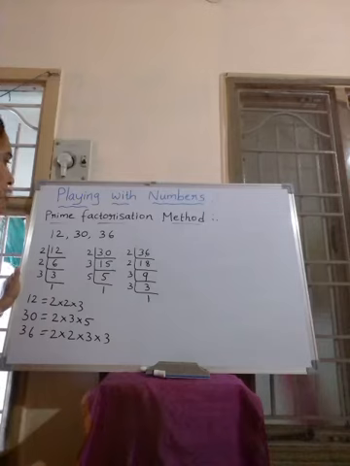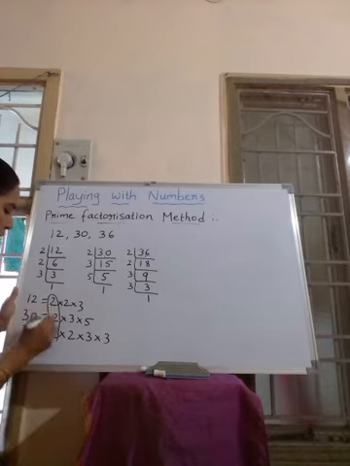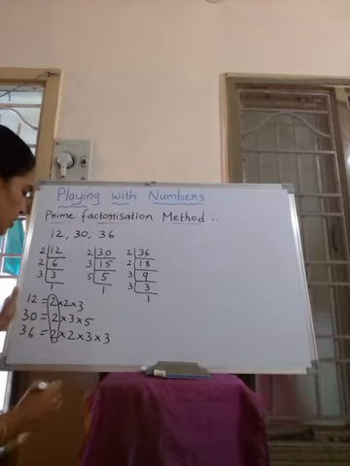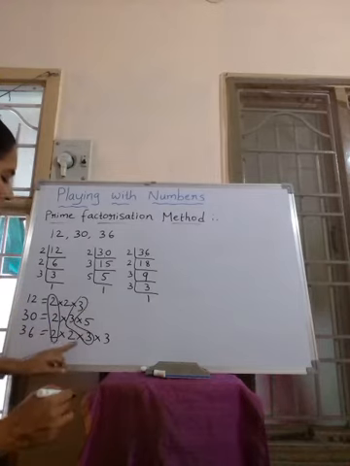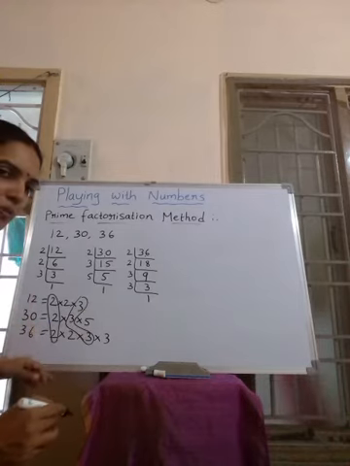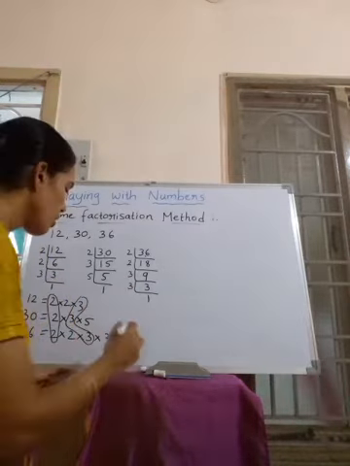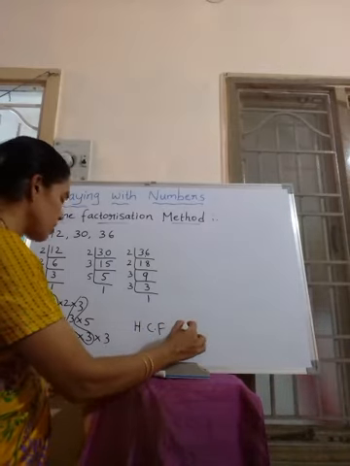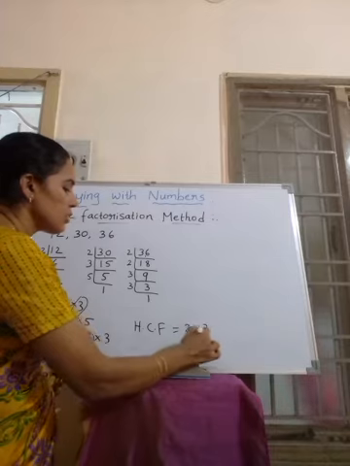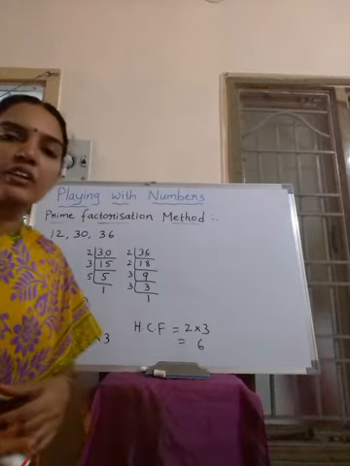Now to find the HCF in this prime factorization method, first you circle the common factors. 2 is common for all the 3 numbers, and 3 is also common. One 2 and one 3 are common for all these 3 numbers. Therefore HCF is the product of those common factors, that is 2 into 3. HCF is 6.